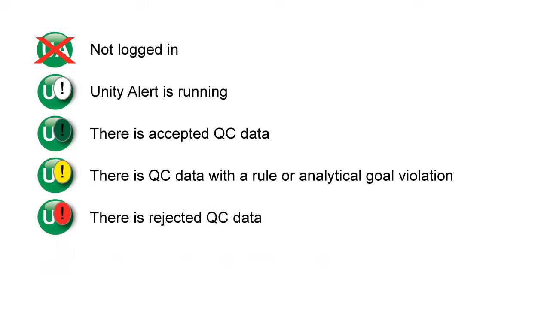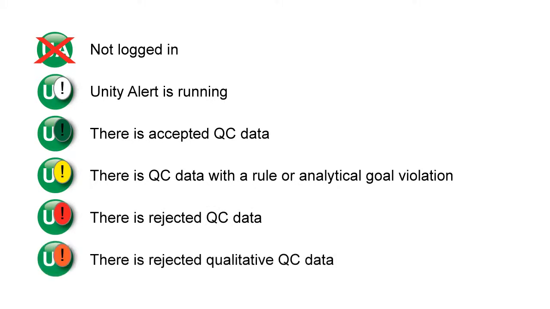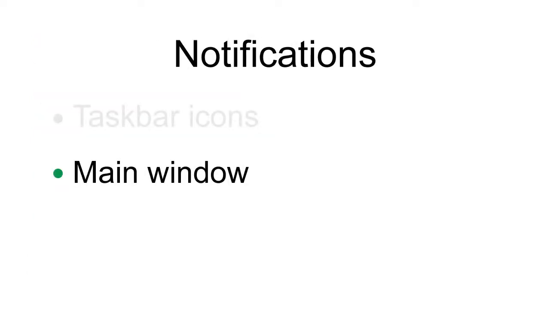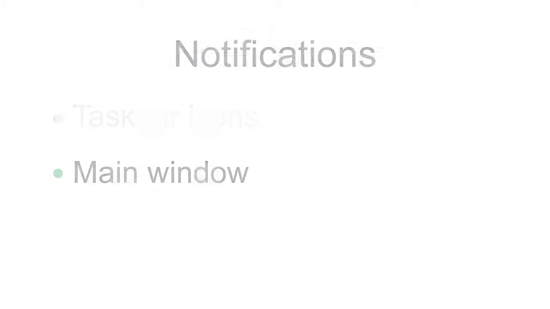A flashing red exclamation means that data has been rejected. Finally, an orange exclamation indicates that there is qualitative data that is rejected. Note that a rejection supersedes a warning. If both occur, the icon flashes red. If you notice an icon that needs attention, you can open Unity Alert and review the main window.